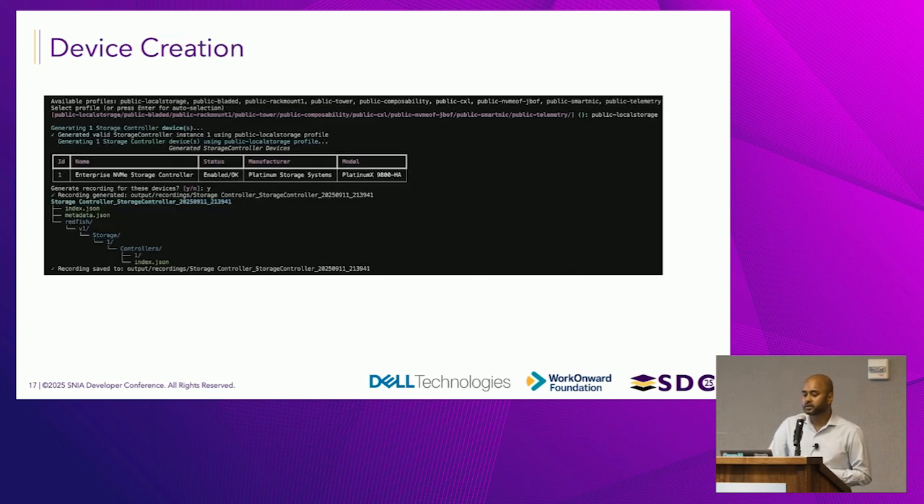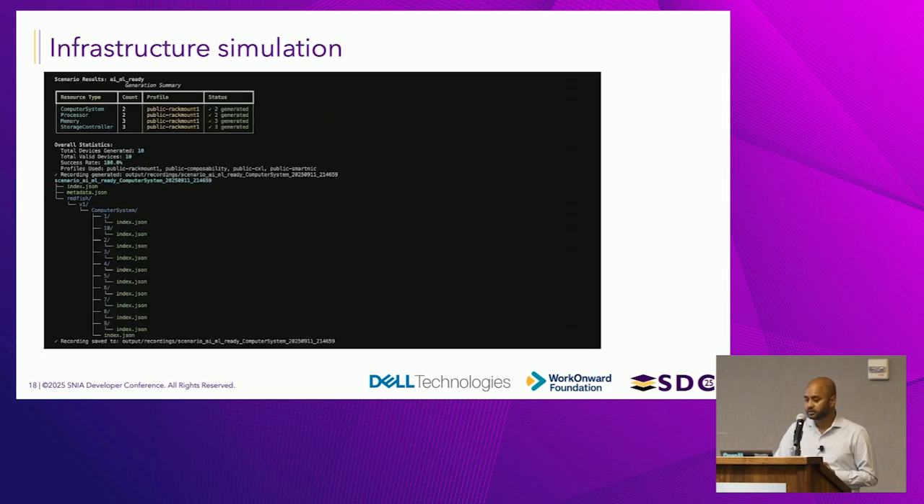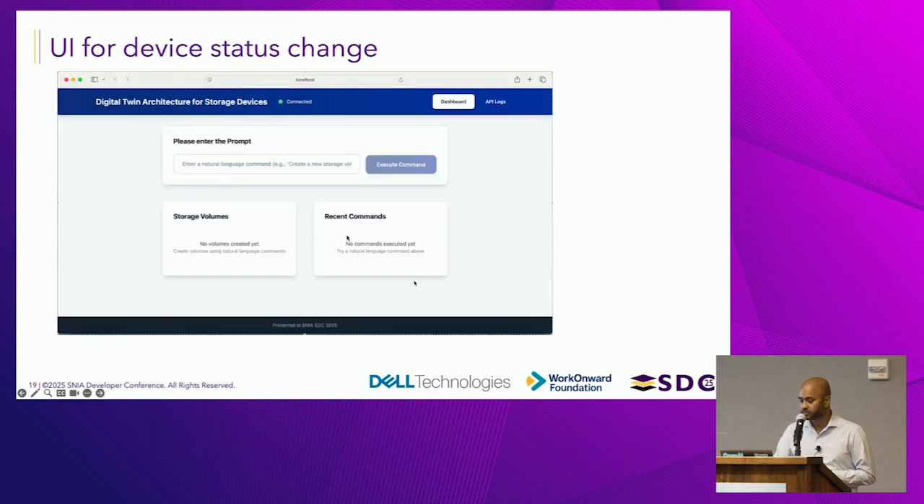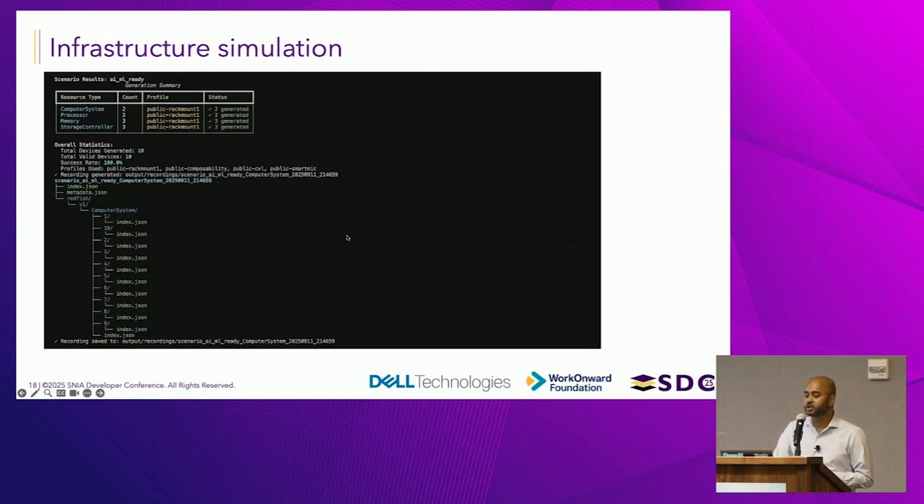So if you see here, we are just creating a device, and the device is created as per the directory structure. And this is the infrastructure simulation. This is just the output when we simulated the complete infrastructure, which we named AI/ML ready, and it has created four resources. It is showing how many counts there are, and the status is generated. So till here, these are just the generated ones.